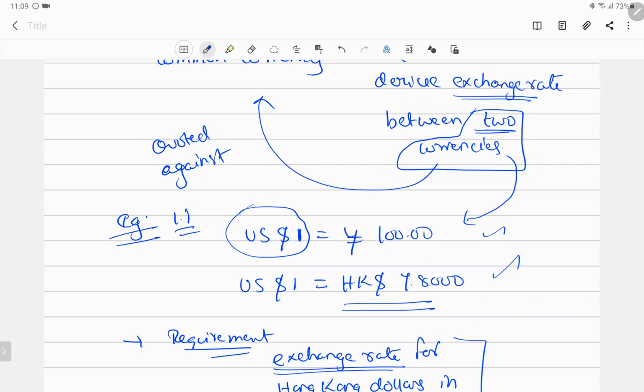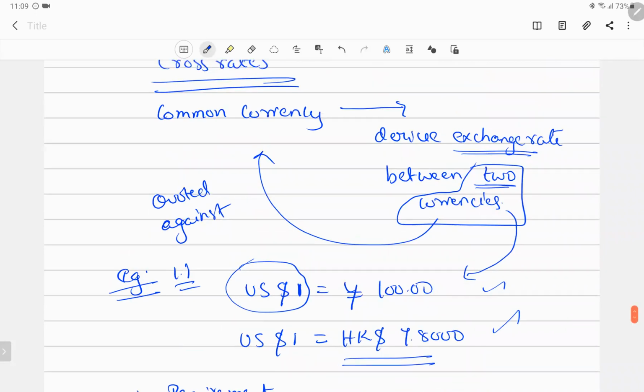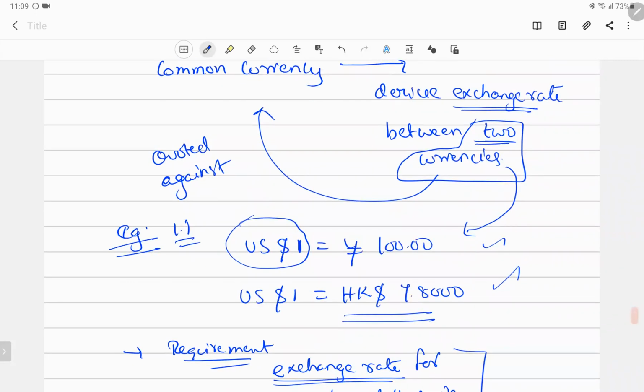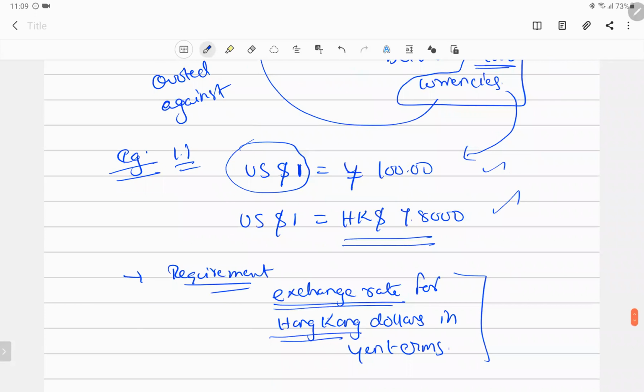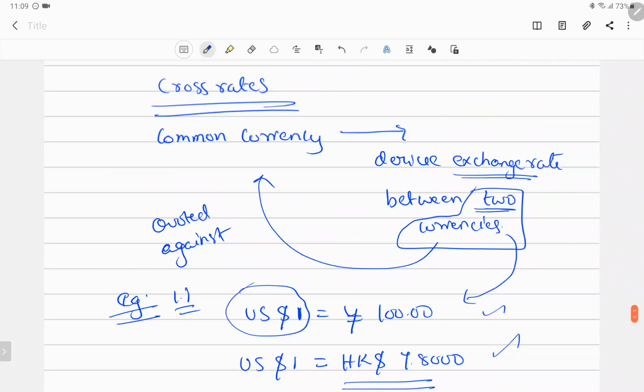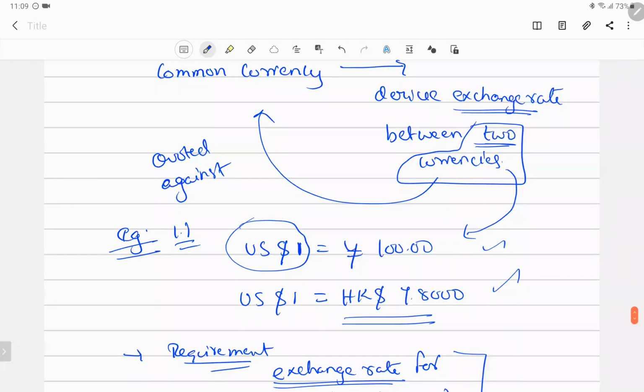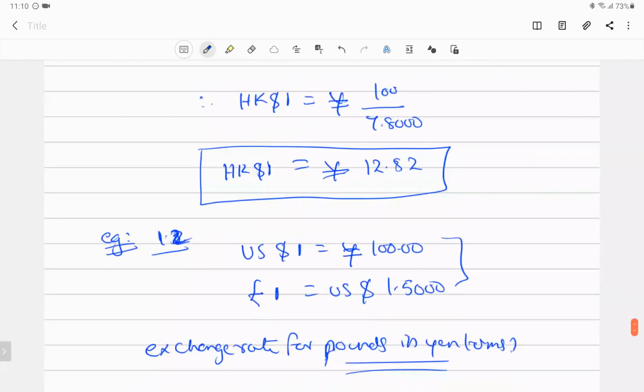So here we are going to derive an exchange rate. Exchange rate for what? For the Hong Kong dollar. That is what the definition says: the cross currency rate is derived from the common currency, which is your US dollar, giving the exchange rate between two currencies. From the yen and the Hong Kong dollar, we derive a rate for the Hong Kong dollar. This is the definition of cross currency rates, and we saw two examples yesterday.